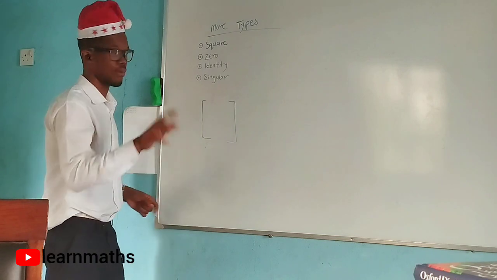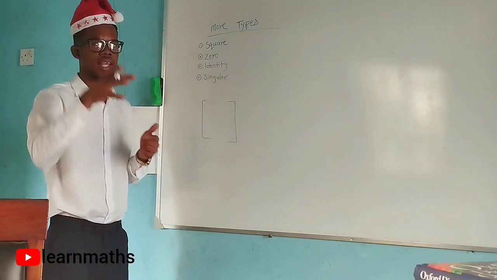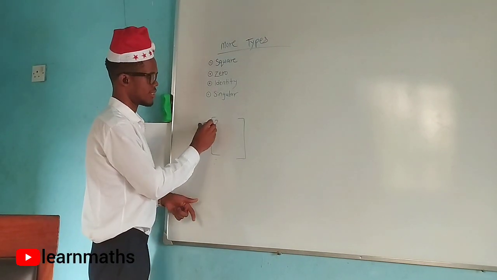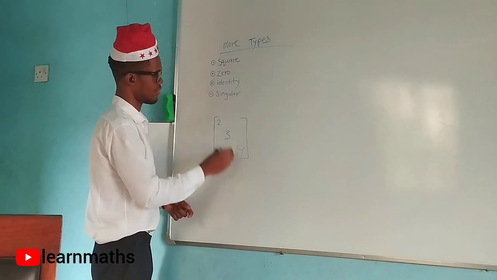Just zeros and 1. But now, before I proceed with the identity matrix, let's look at what a right diagonal matrix actually means. Now, this is a right diagonal matrix 3, 4.